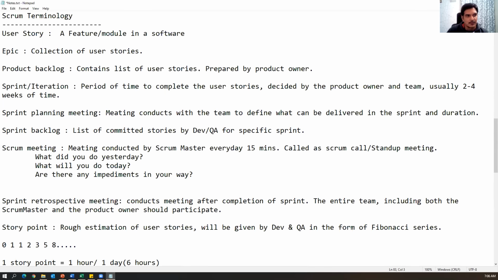So are you guys clear about this? Then we will proceed with the Scrum process now. Okay, so far we have understood the terminologies in Scrum, right? So now let me share a small presentation and try to understand the whole process.